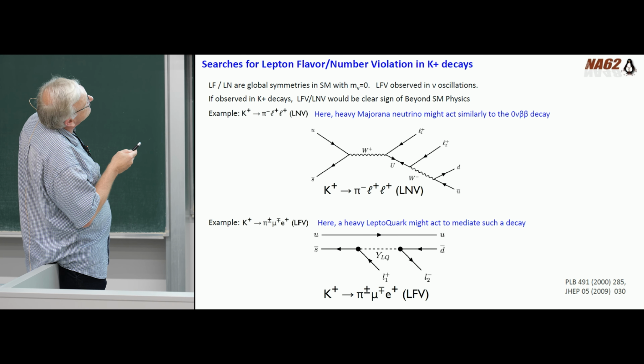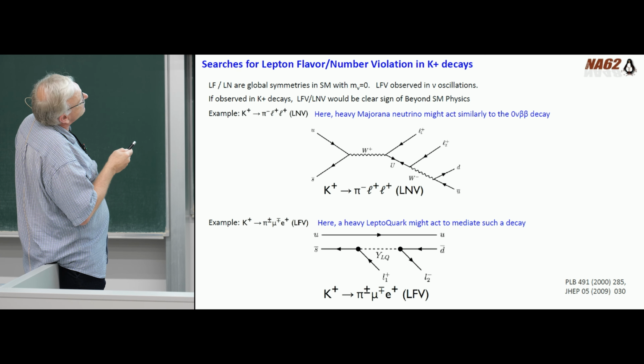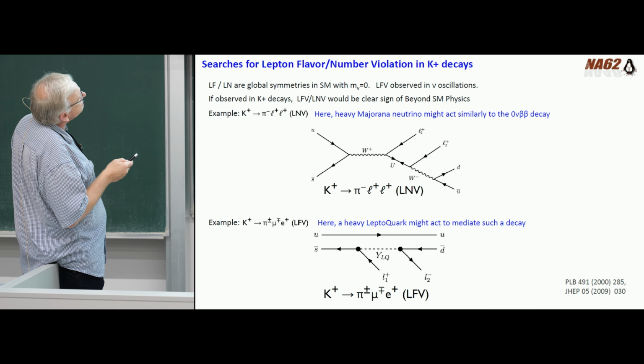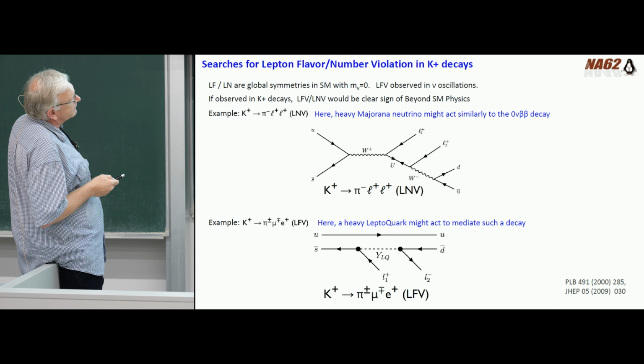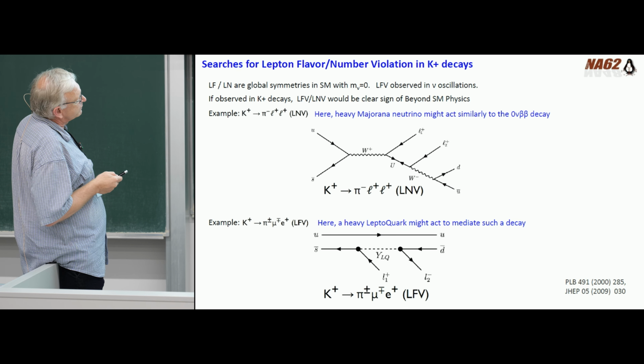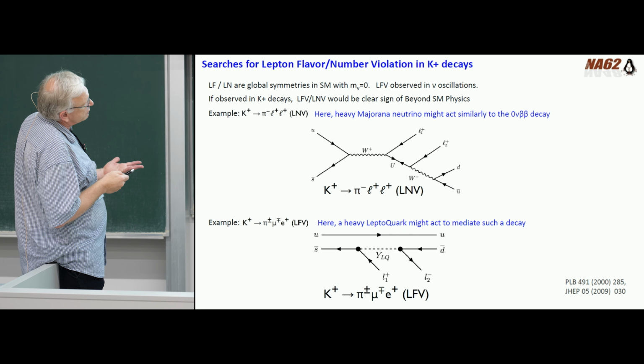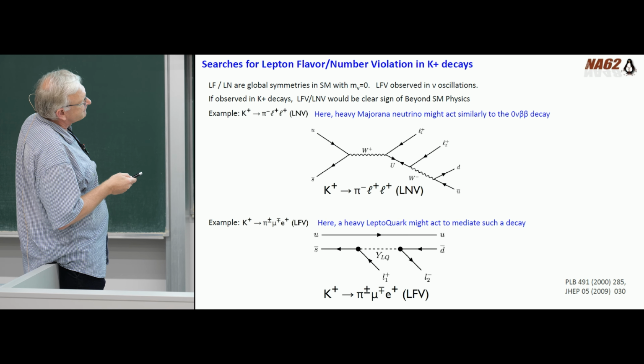So if this is available, then we can have a decay where a K plus decays not into pi plus but pi minus, and then two positively charged leptons. Or if there is a heavy leptoquark, we can have a decay like this. A positively charged kaon decaying, say, into a positively charged pion, and then two charged leptons of a different flavor.